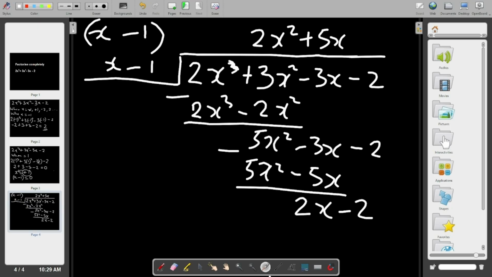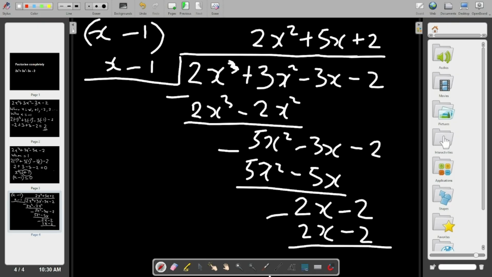You are still going to use this x to divide this 2x. You are going to get 2. You write it up here, plus 2. Now you use plus 2 times x, which will give us 2x. So you write 2x here. Then this plus 2 times minus 1 will give us minus 2. So you come here and then you now write minus 2. Yeah, and then you rule your line.